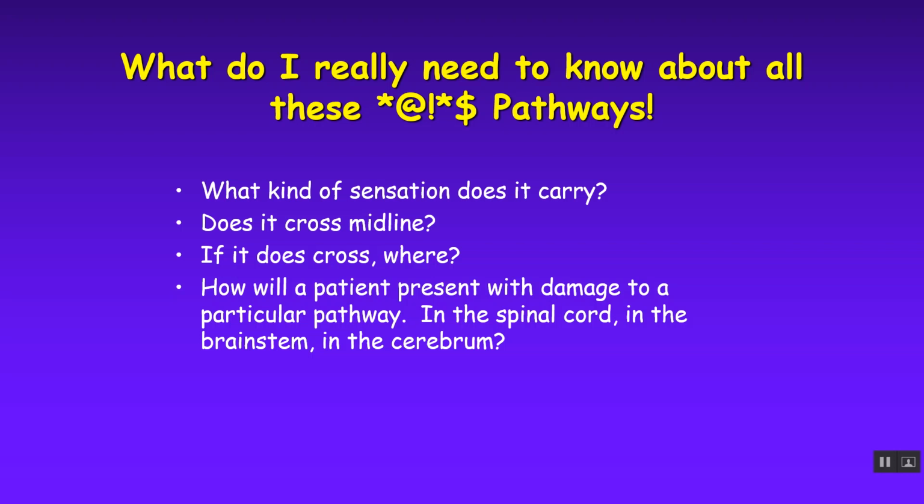If that pathway goes from the spinal cord through the brainstem all the way into the cerebrum, some pathways stop in the brainstem or they stop in the cerebellum. They don't go all the way up to the cerebrum. But if it goes to the cerebrum, you want to know if you have damage at the spinal cord level versus the brainstem level versus the cerebral level, how that might alter or change the symptoms that the person might have. Okay?